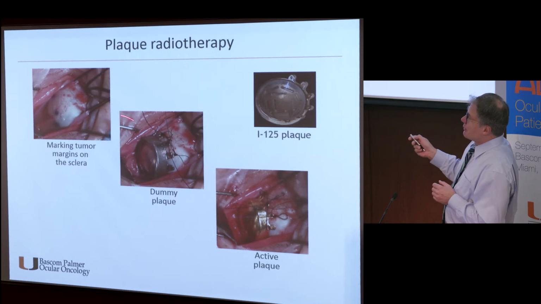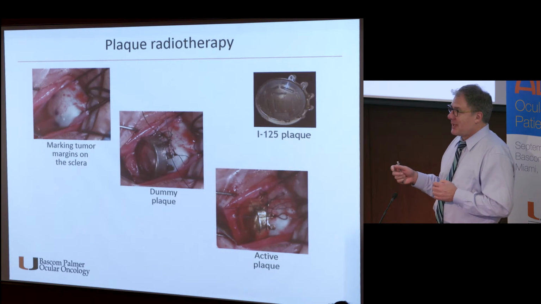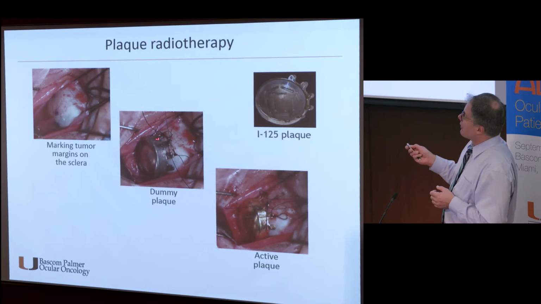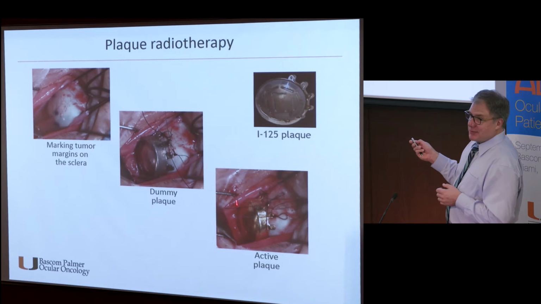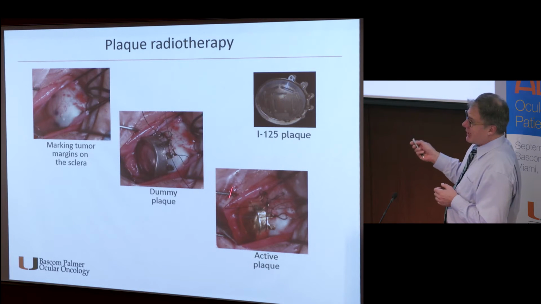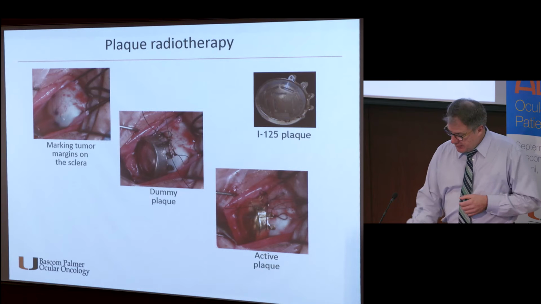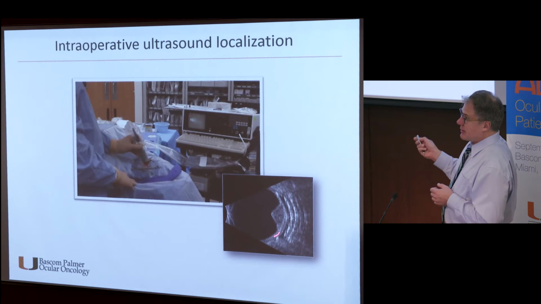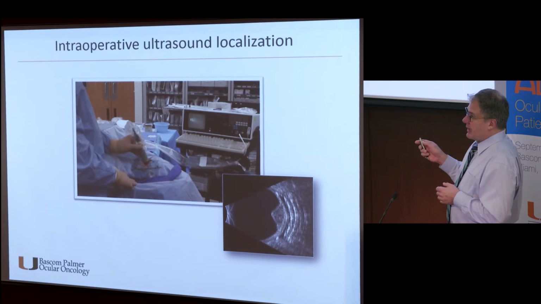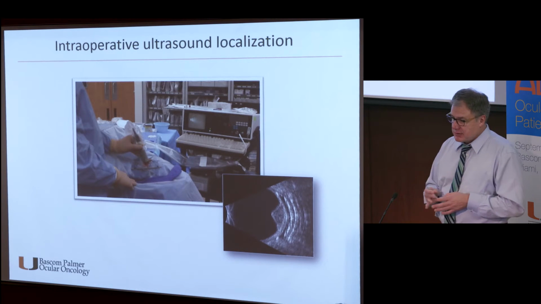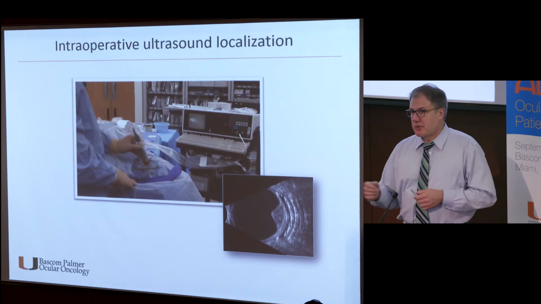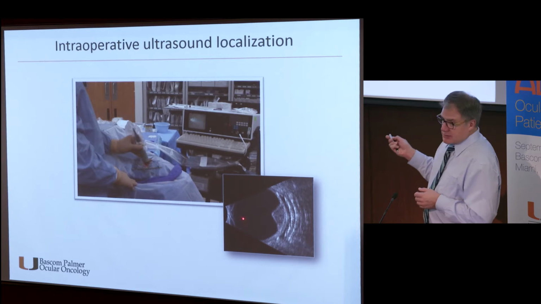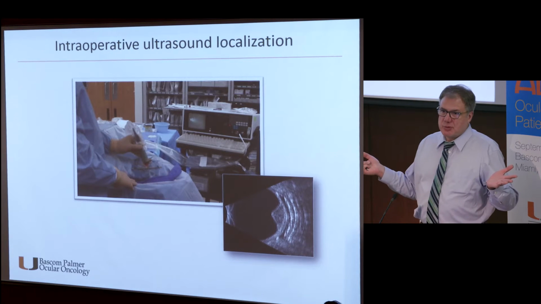When we first get started, we use the dummy plaque a lot to minimize radiation exposure. Those of us with a few gray hairs don't need those anymore. We usually get it right the first time when we put the active plaque on. And for me, it's very important, actually a technique I learned here when I was a fellow at Bascom Palmer, is ultrasound localization. In the era before ultrasound localization, the failure rate was 15 to 20% after plaque therapy. Now that most of us are doing plaque localization, our failure rate is 2 or 3%.